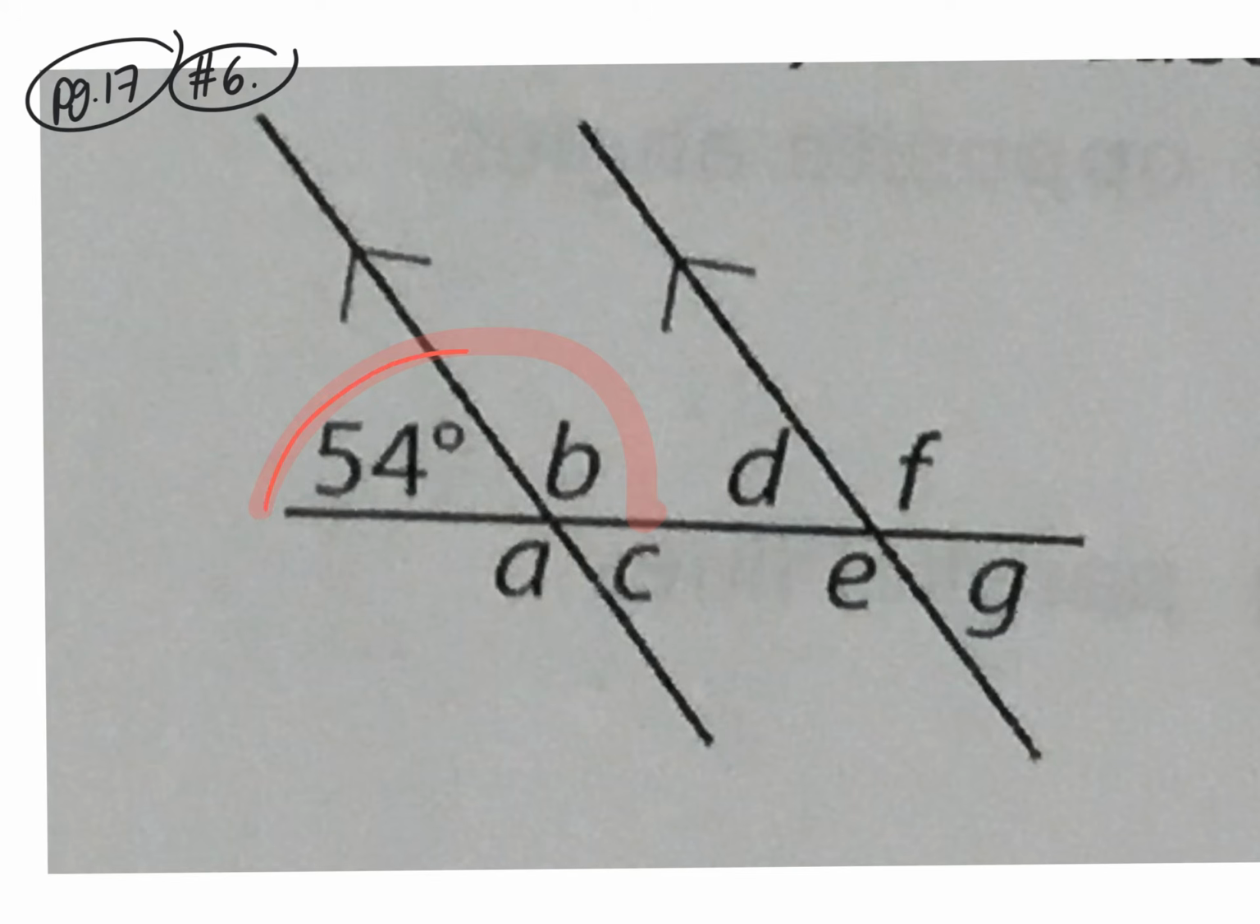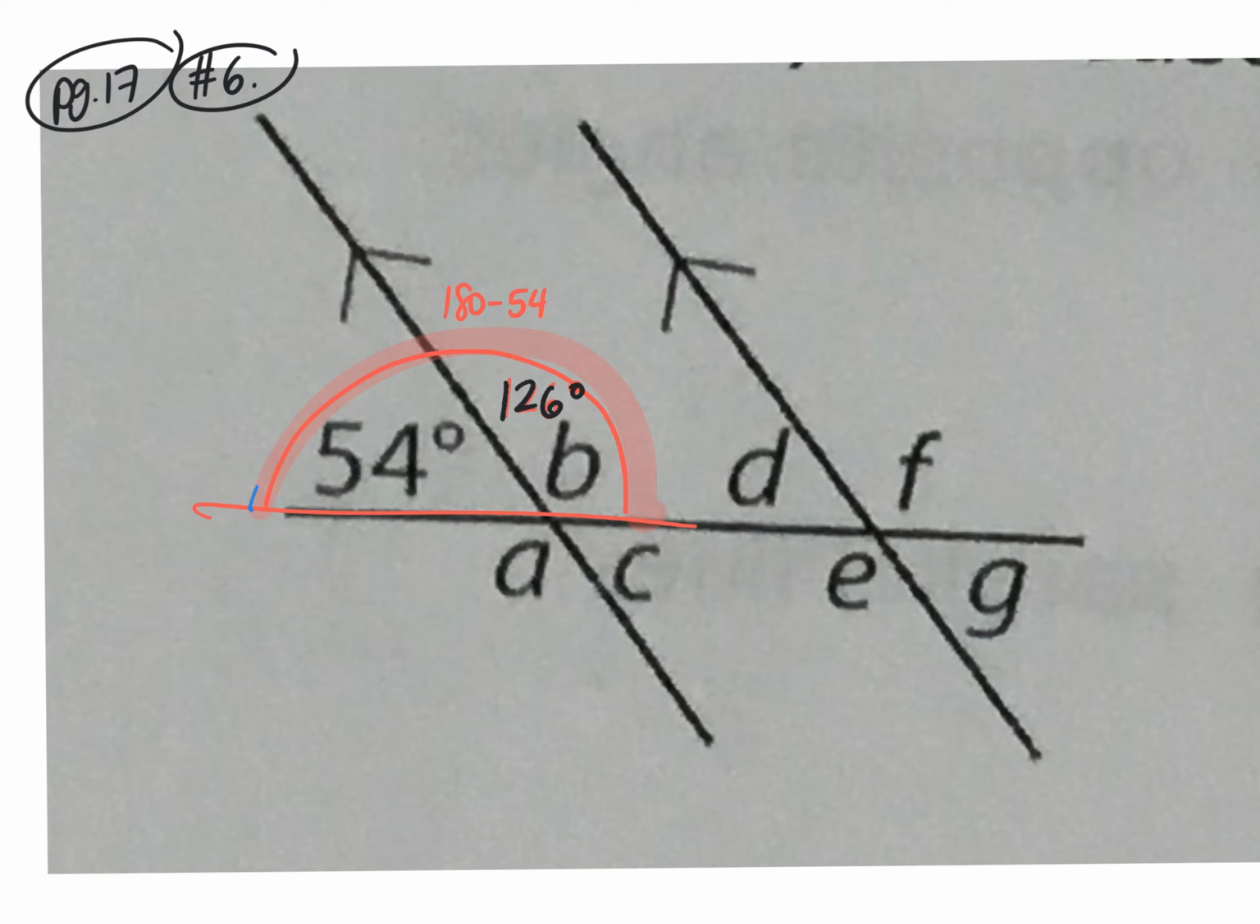Well, what does 54 and B have to add up to? They're on a straight line. 54 plus B equals what? 180. So how would I find B? 180 take away 54 equals? Raise your hand if you got 126 degrees for this.